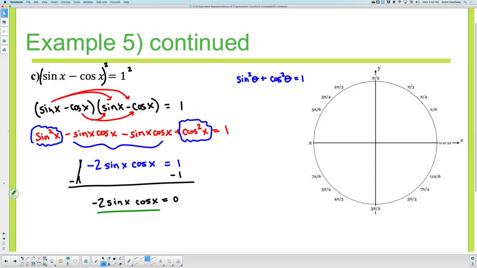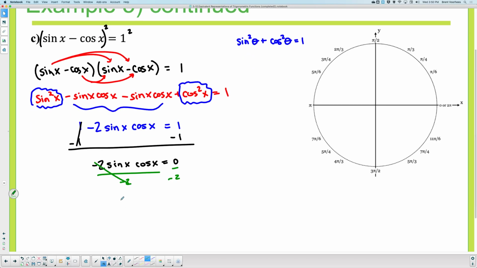I can now divide by -2. Divide by -2. Which means sine x times cosine x has to equal 0. And the only way that happens, by the zero product property, is that either sine x equals 0 or cosine x equals 0. So sine x equaling 0, that's when the y's are 0, that would be there and there. Cos x would be here and here.